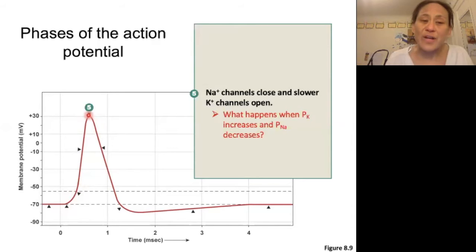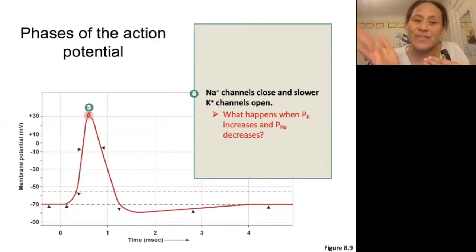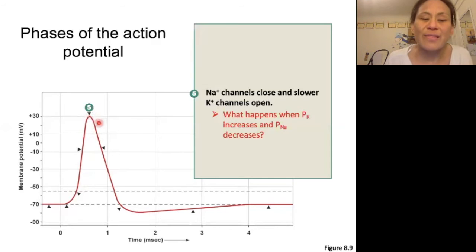Once those potassium channels open, then we have a lot more opportunity for potassium to move across the membrane. And which way is it going to move across the membrane? It's going to move out of the cell, in order to bring the membrane back down towards its equilibrium potential of negative 90 millivolts. Okay, hopefully you understand that.